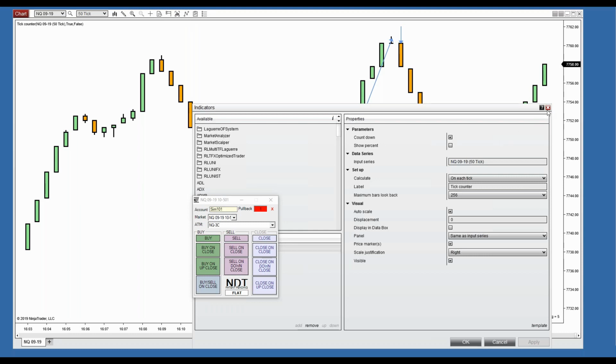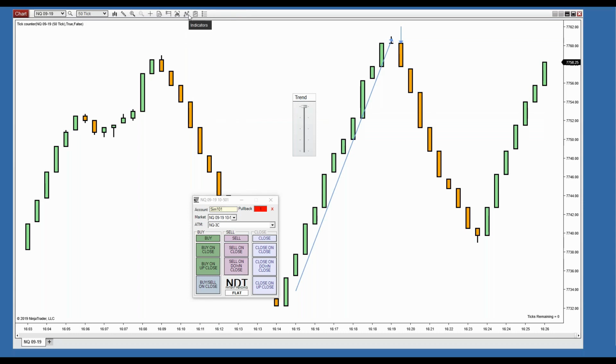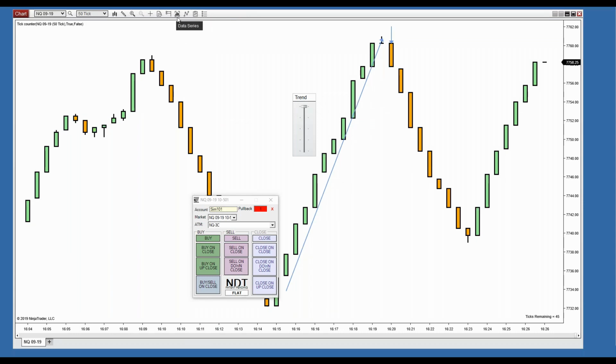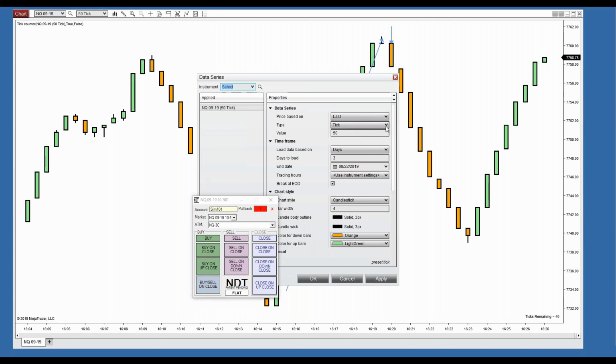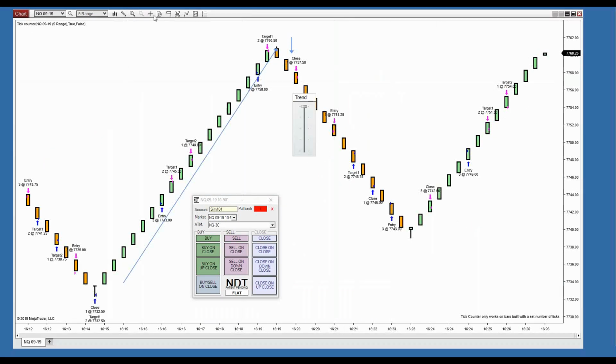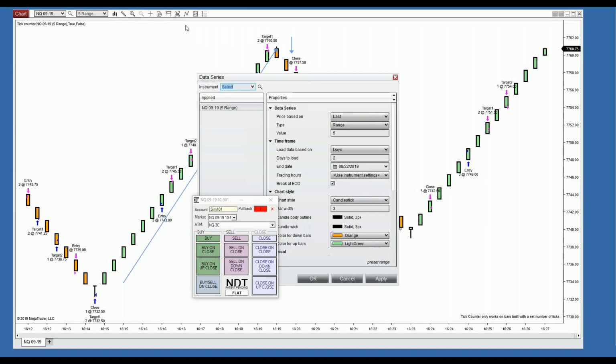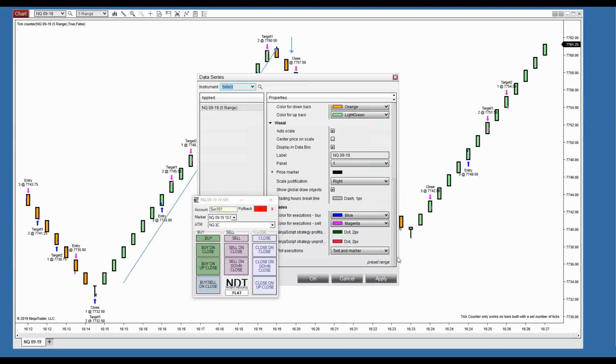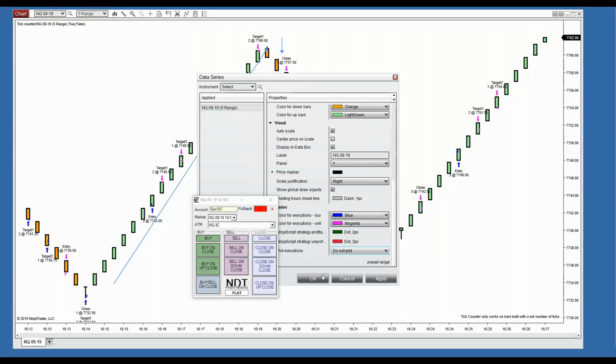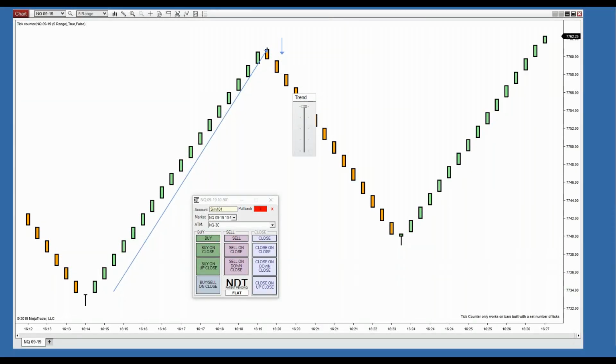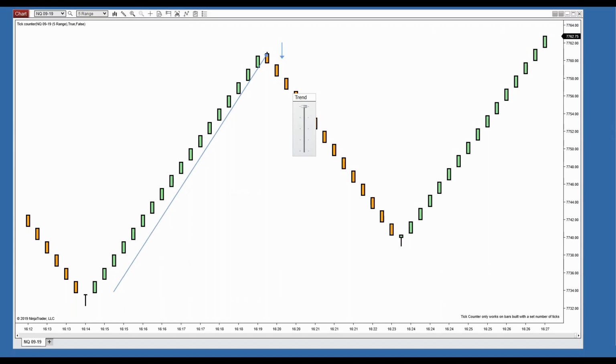Let me just go to the data series. And we're going to go back to range. What we'll do is we'll go to a 5 range. Now I'm going to hit OK. Let me take out all the print, and change the strategy in the NDT to a 5 range.